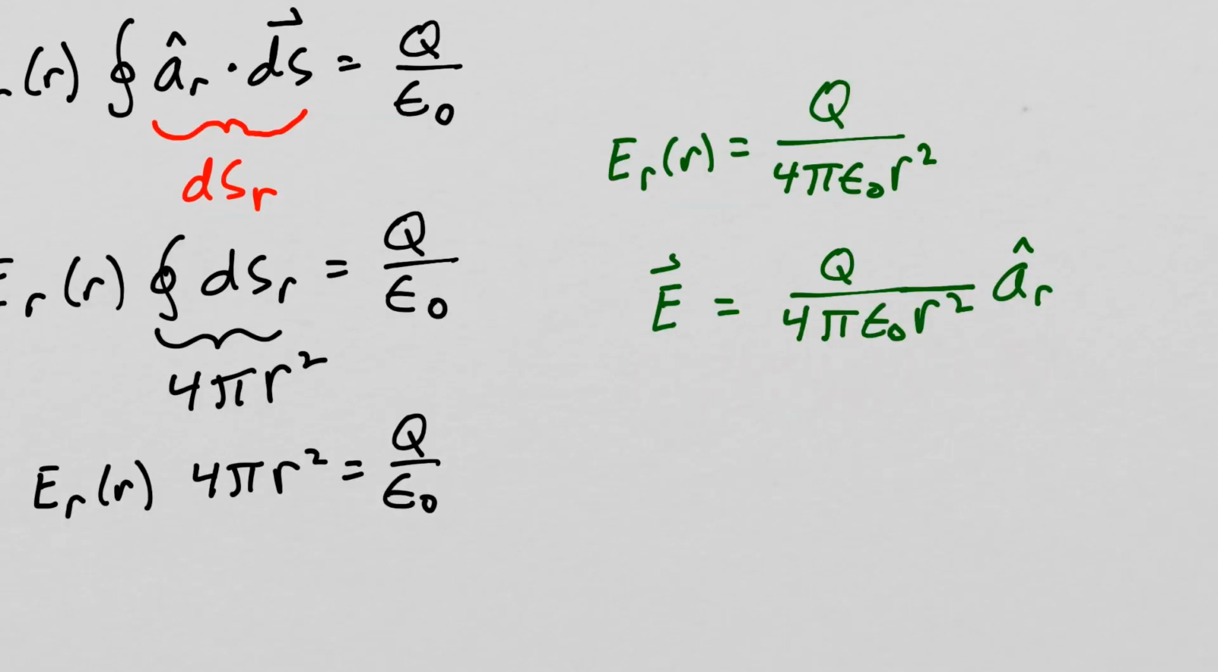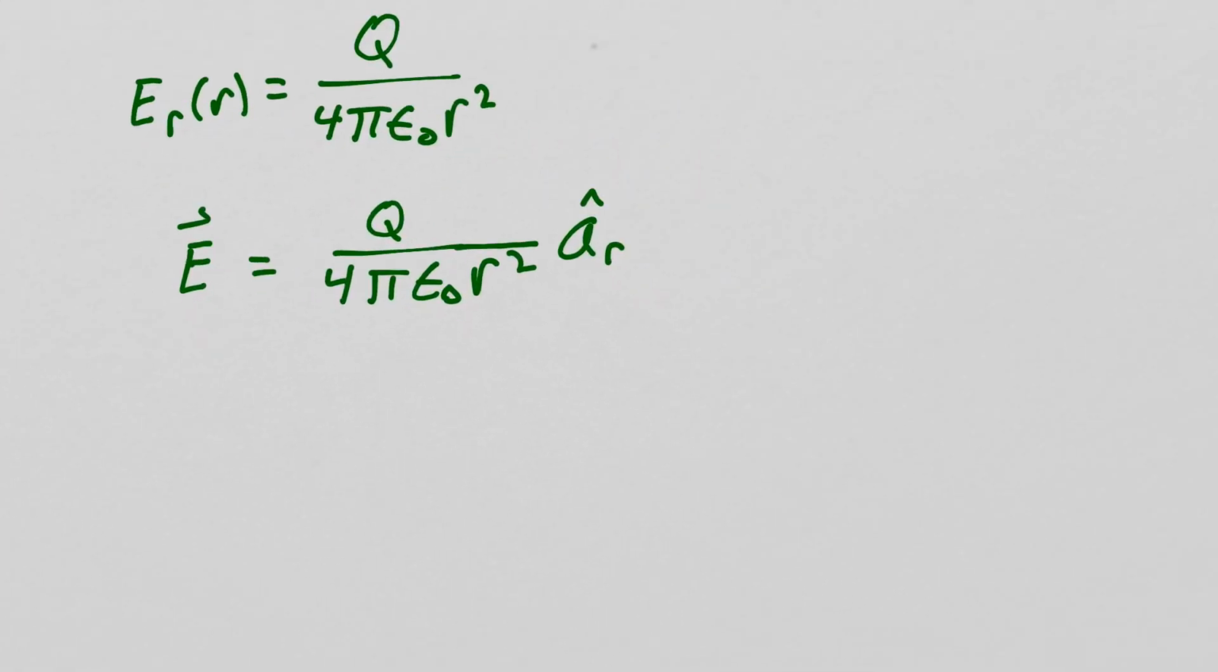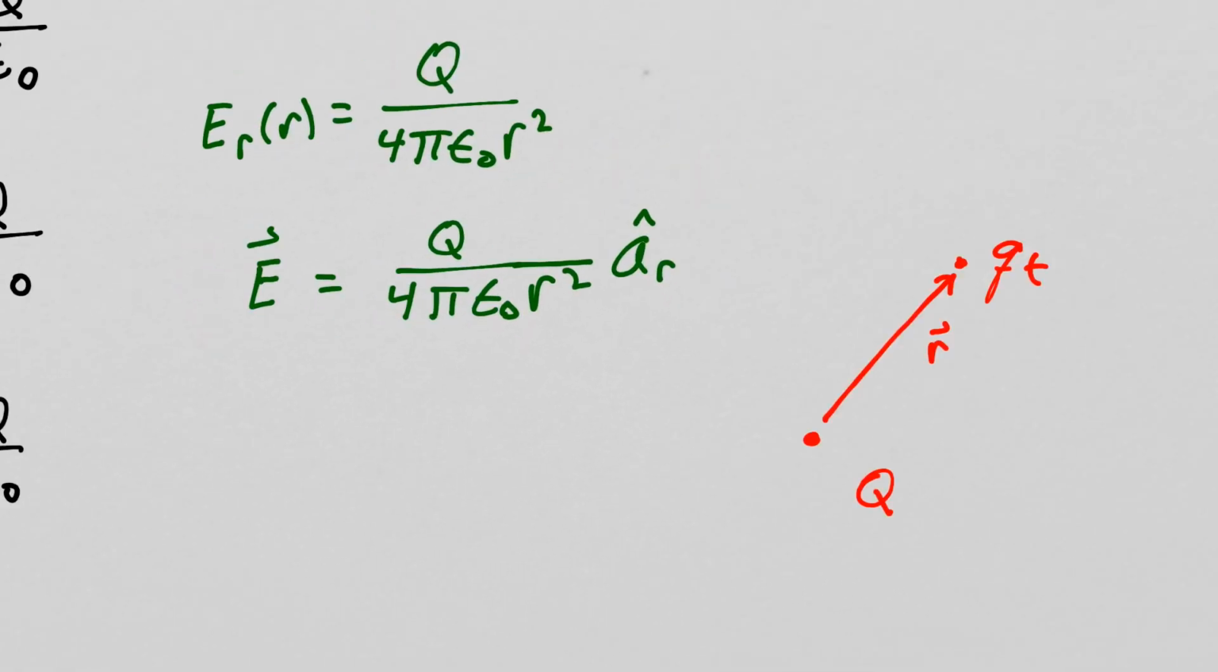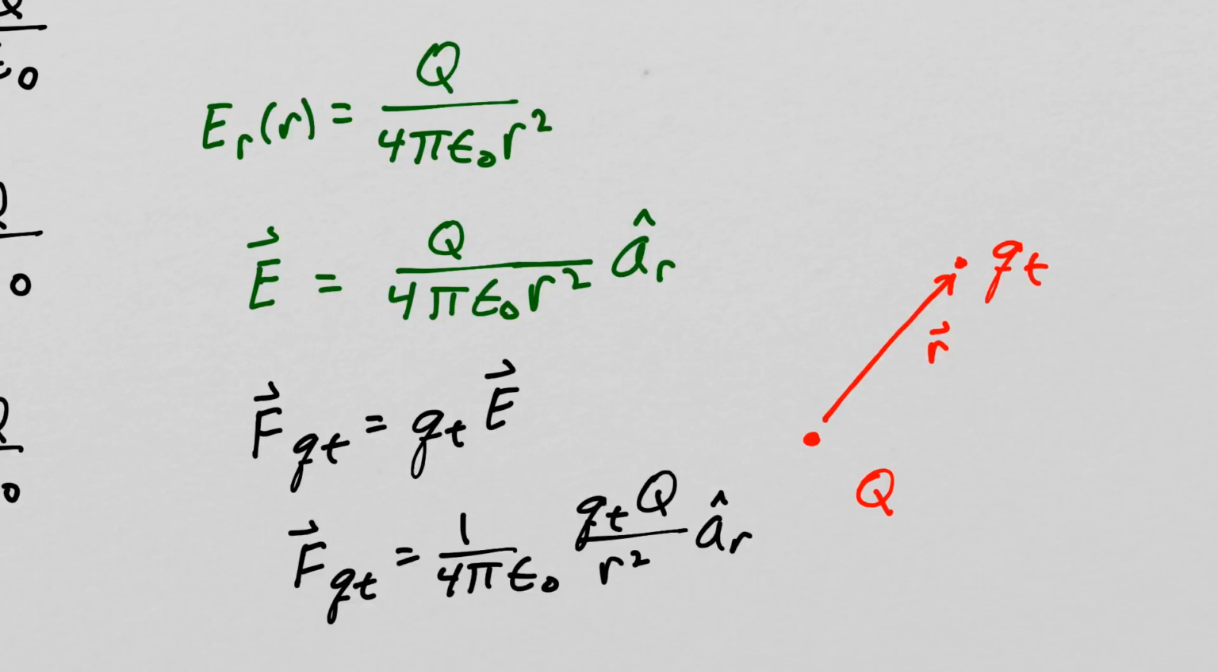Let's place a second charge, q sub t, at position vector r. The force on q sub t due to our electric field intensity is just q sub t times the electric field intensity. So now let's substitute in our electric field intensity. And the result is Coulomb's law for the force on q sub t due to the charge q.